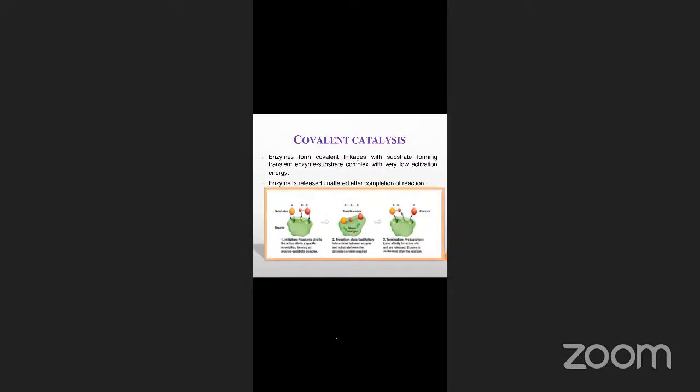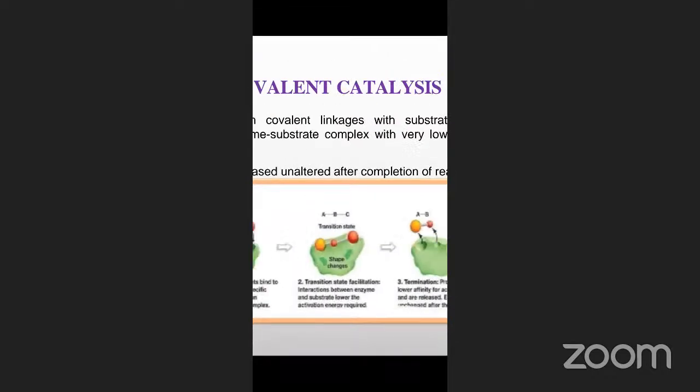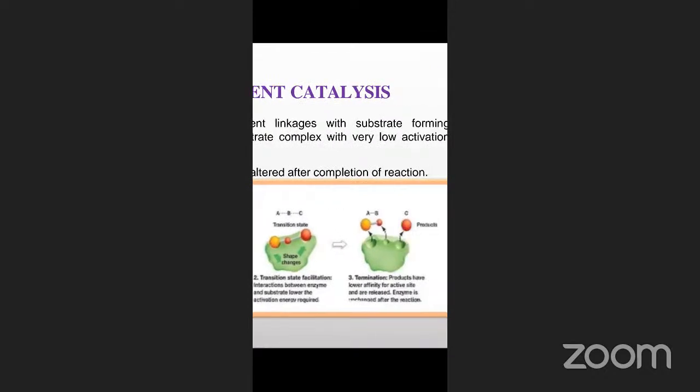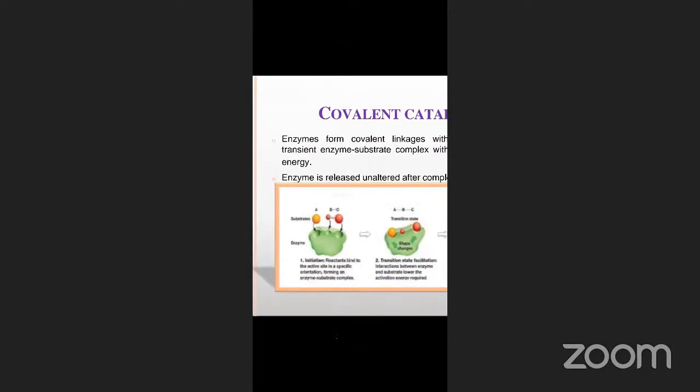So here in this image, if you can see, in the first step the enzyme, which is the green one, is binding with the substrate, yellow and orange. And the bond which is formed is a covalent bond, so it is tightly bound and strong. Then it will form the enzyme substrate complex. And finally, the reaction takes place and the product is formed. Here C is one product and AB is the other product. If you see here, substrate A is one substrate and BC is another substrate, right? So this type of reaction or catalysis is called covalent catalysis.